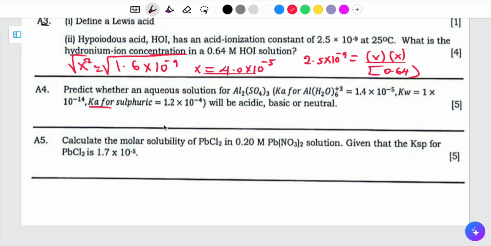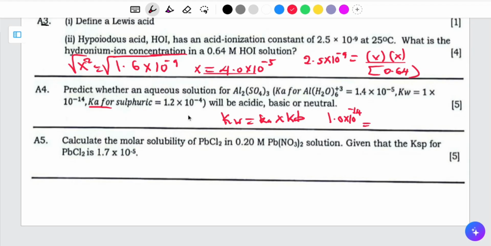So we need to say that Kw is equal to Ka multiplied by Kb. So Kw we know to say is 1.0 multiplied by 10 to the power negative 14. This is going to be equal to Ka. We have been given the Ka for hydrated aluminium as well as the Ka for sulfuric acid. Which one is contributing here more?